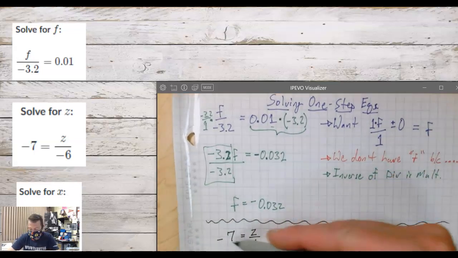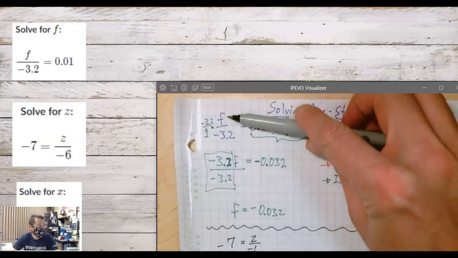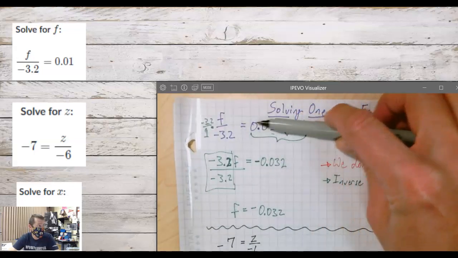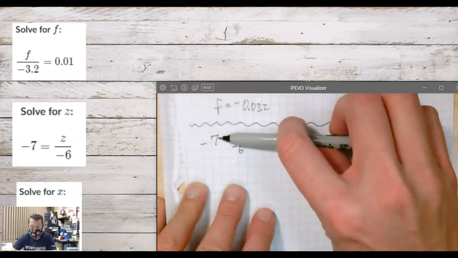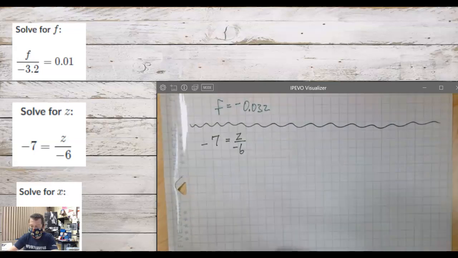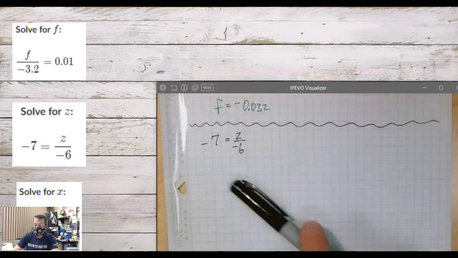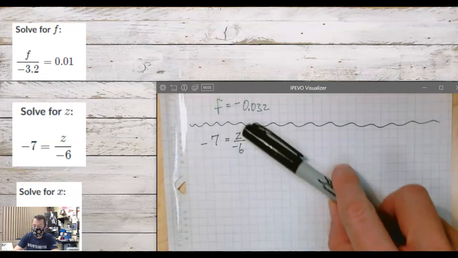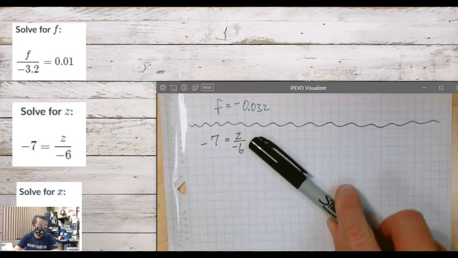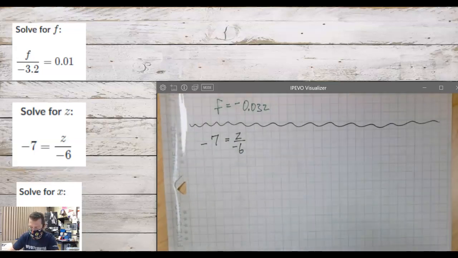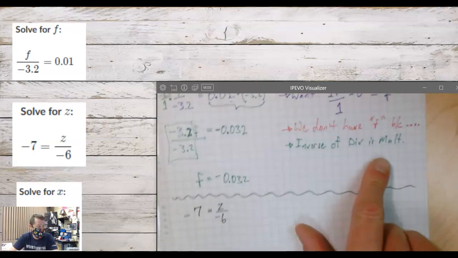So this problem is basically the same as what we had up here. The variable is divided by some number equal to another number. So since z is being divided by negative 6, there's no other fractions involved. There's just a division, which we could call a fraction, but really, there's just a division happening, no weird fractions or anything. So we come back up here to the inverse of division is multiplication.